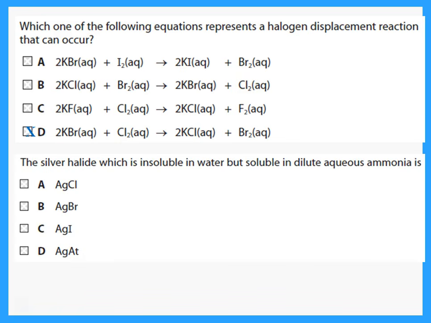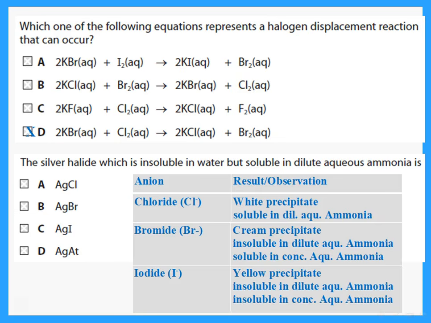The silver halide, which is insoluble in water but soluble in dilute aqueous ammonia. So it forms a precipitate in solution, and then if you add dilute aqueous ammonia, it dissolves. That is which of these? The chloride. Remember that it is the chloride that will dissolve in dilute aqueous ammonia.